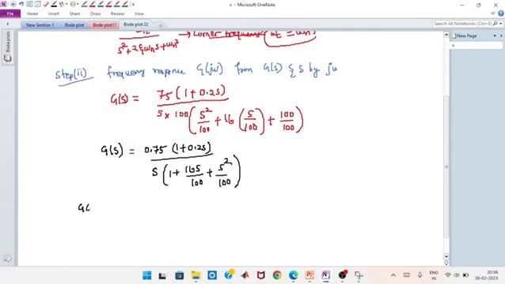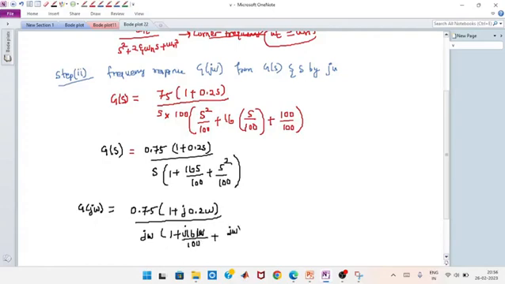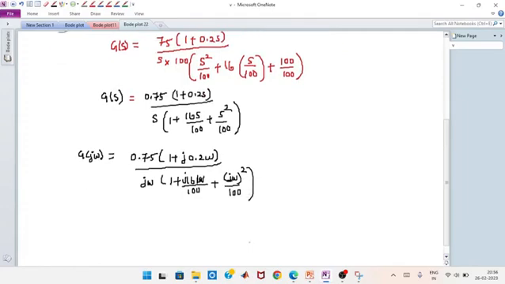So now we find the G(j omega). What is G(j omega)? You have to replace s in G(s) by j omega. That means 0.75, instead of 0.2s, let me consider 1 plus j 0.2 omega. Similarly, here we have to replace it by j omega. 1 plus 16s, s equal to j omega, divided by 100. Similarly, here instead of s square, you have to put j omega the whole square divided by 100. So these were the terms. Now we have to simplify it.